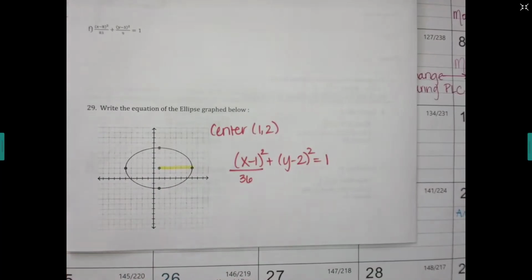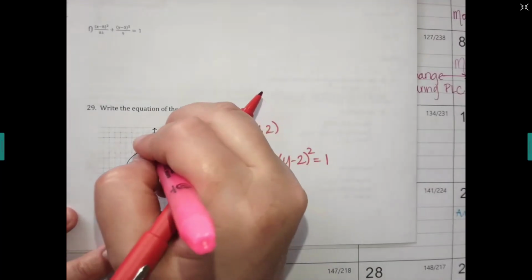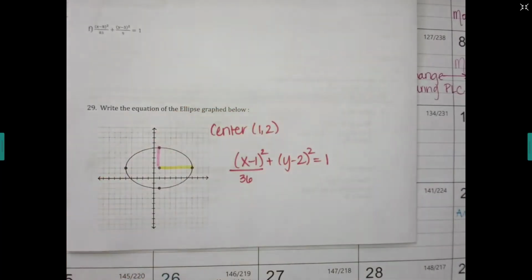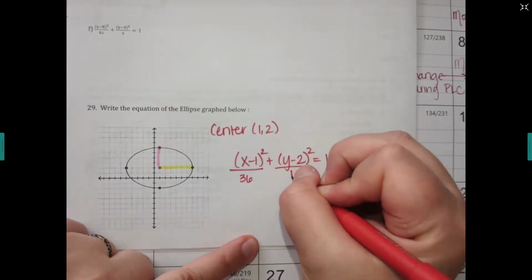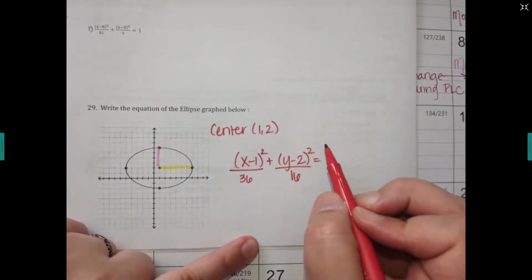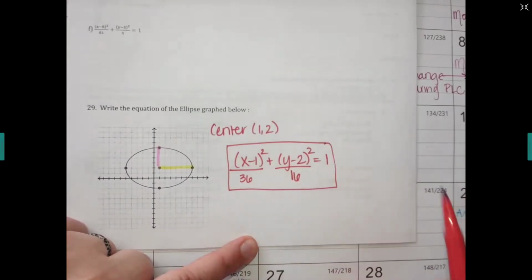Okay, then for my y, count your distance up. What's your radius that way? 4, then I'll put what on the bottom of the y's? Great. Okay. Y'all have any questions?